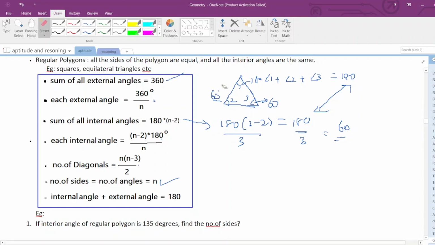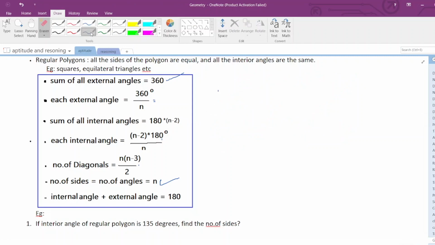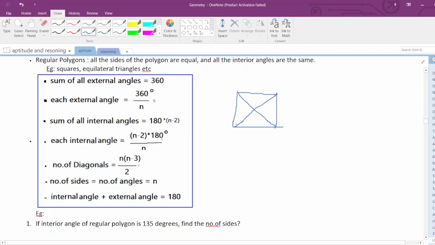Okay, hope it's clear. Now let's try to understand about the diagonals. So diagonals, we found the formula just now. Let's suppose you consider a square, how many diagonals will there be? 2, right? 2 diagonals. We know that. But let's try to understand with this formula, the number of diagonals formula.